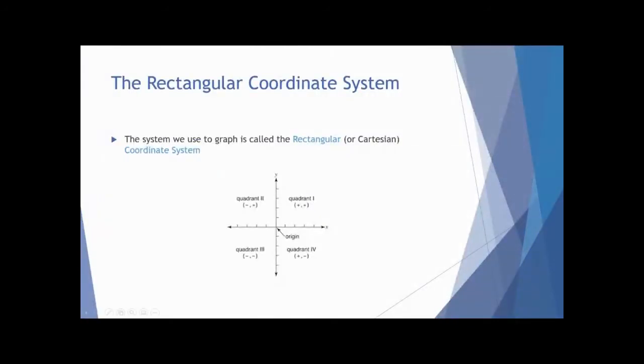So we need to start with the rectangular coordinate system and understanding how we graph stuff. The system that we use to graph is called the rectangular coordinate system. It's called that because basically we form rectangles when we make points. It's also called the Cartesian coordinate system, after René Descartes, who's a philosopher and mathematician.